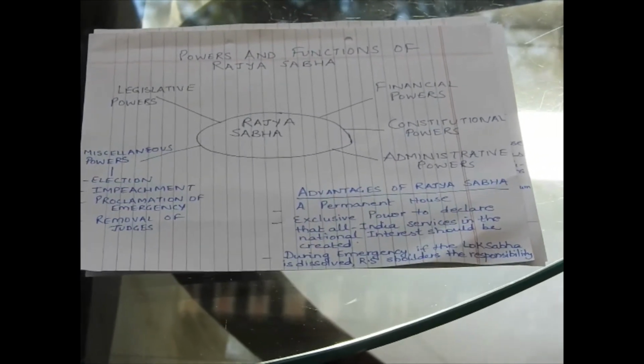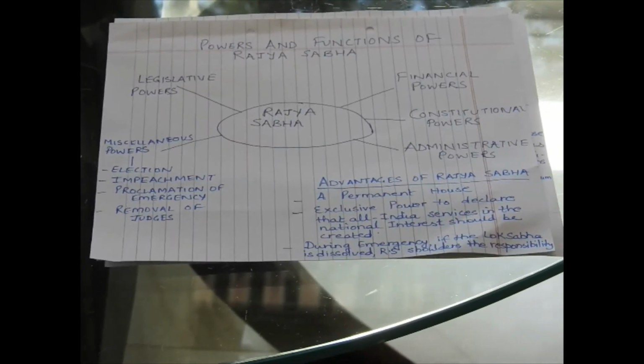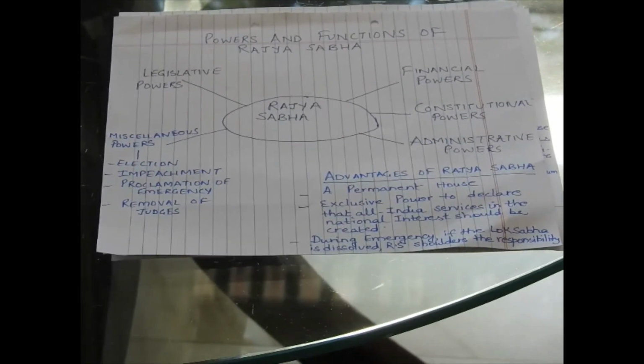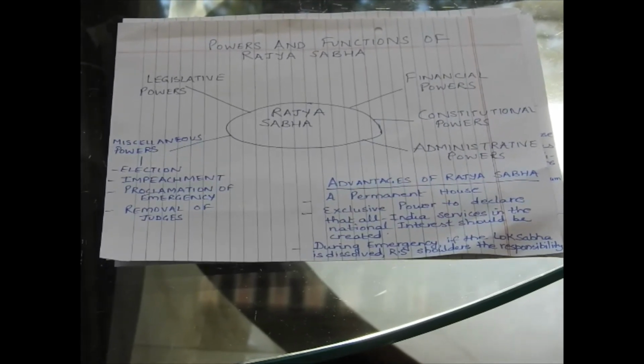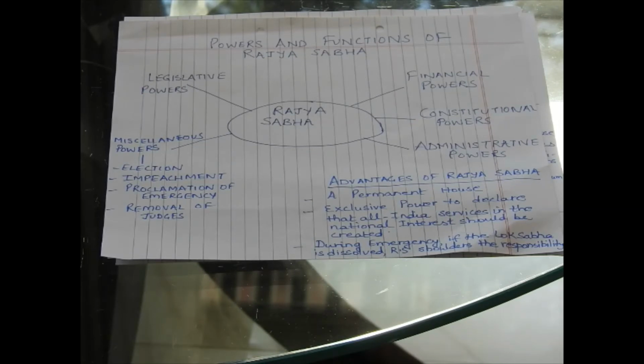Impeachment. A resolution to impeach the President may be moved in either of the houses of Parliament. After it is passed by one house, the charge against the President is investigated by the other house. Proclamation of emergency. The approval of both the houses is necessary for the continuation of the proclamation of emergency. Removal of judges. A judge of the Supreme Court or a High Court may be removed after an address passed by both the Houses of Parliament against him to be presented to the President.